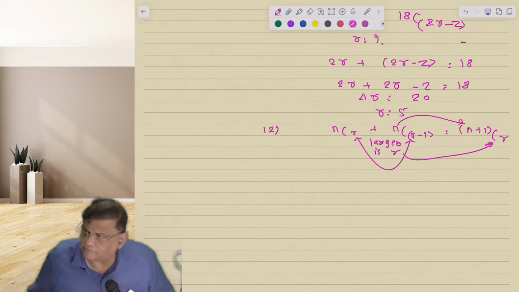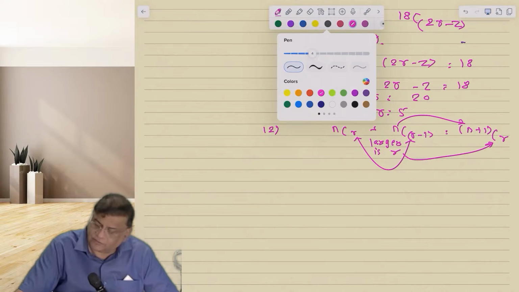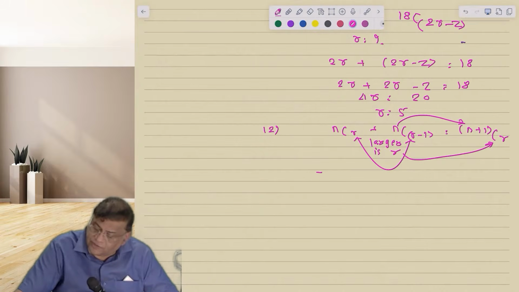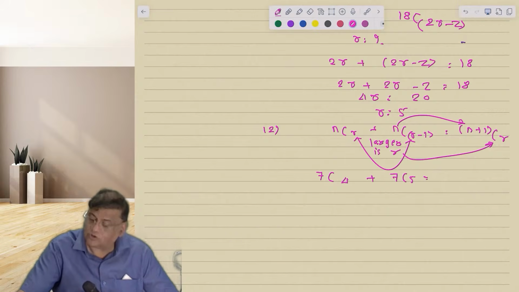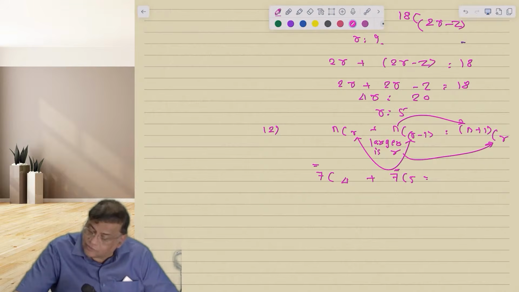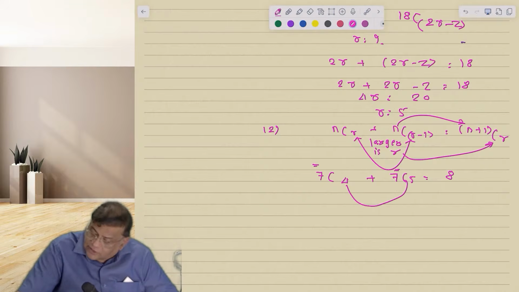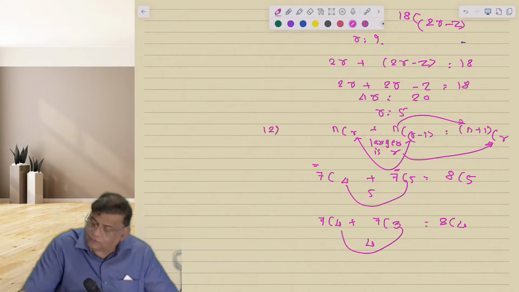Now what does it mean? What it means is that suppose I write 7C4 plus 7C5, then both have 7, so 7 becomes 8, and the larger of these two is 5, so it is 8C5. But if I write 7C4 plus 7C3, then the larger of these is not 5 but it is 4, so it is 8C4.